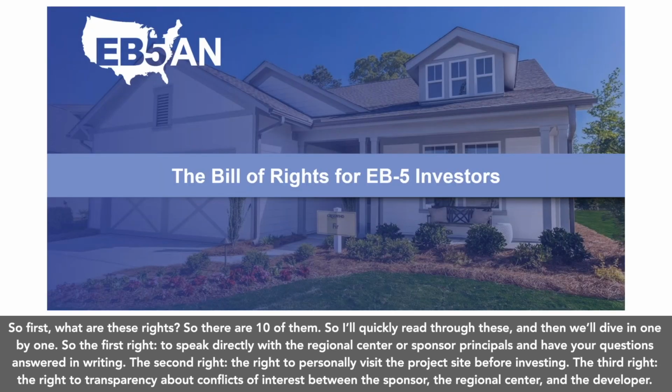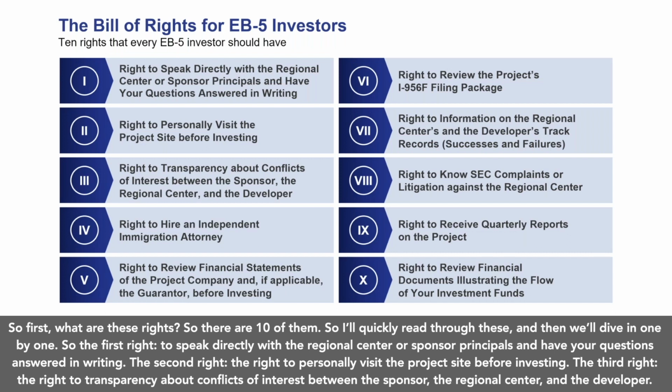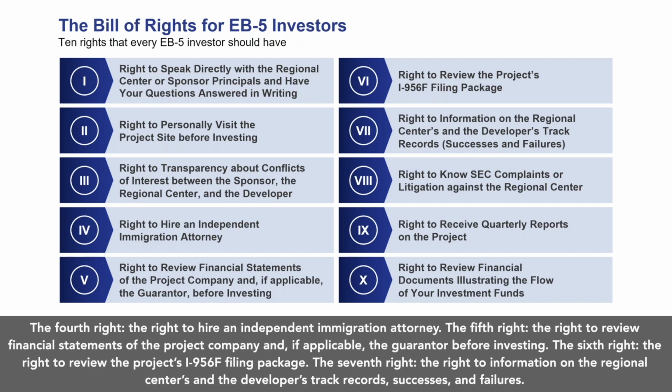Okay, so first, what are these rights? There are 10 of them. So I'll quickly read through these and then we'll dive in one by one. The first right, to speak directly with the regional center or sponsor principals and have your questions answered in writing. The second right, the right to personally visit the project site before investing. The third right, the right to transparency about conflicts of interest between the sponsor, the regional center, and the developer. The fourth right, the right to hire an independent immigration attorney. The fifth right, the right to review financial statements of the project company, and if applicable, the guarantor before investing.